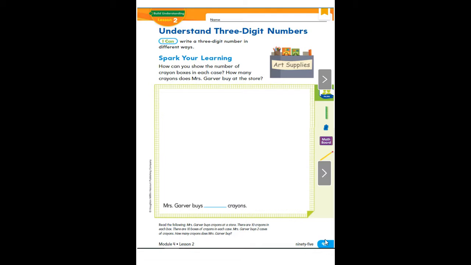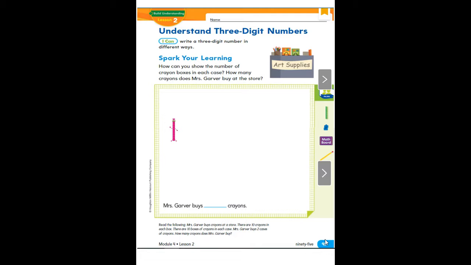There are 10 crayons in each box. There are 10 boxes of crayons in each case. Mrs. Garver buys 2 cases of crayons. How many crayons does Mrs. Garver buy? All right, so let's do like we did yesterday and start out with our base 10 stack of 10. Remember, that looks like this. Okay? Mine just has a cute face on it.